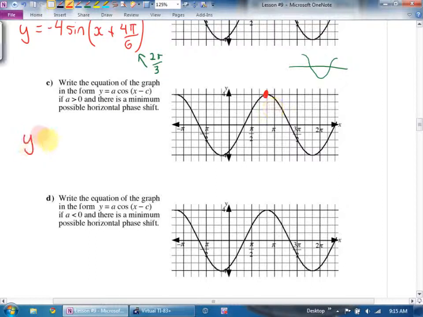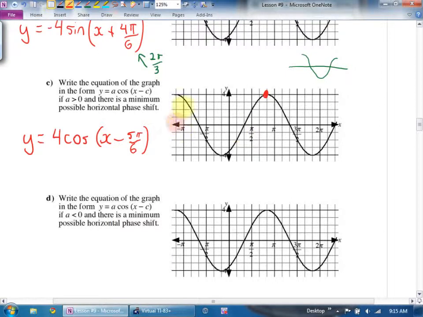What's my amplitude? Still 4. Cosine. What's my period? Still 2 pi, so what's B? 1. Bracket. X. What's my phase shift this time? Tyler? Left or right? So what am I going to put here? Minus 5 pi by 6. Could also have done plus 7 pi by 6, and that would start right here.